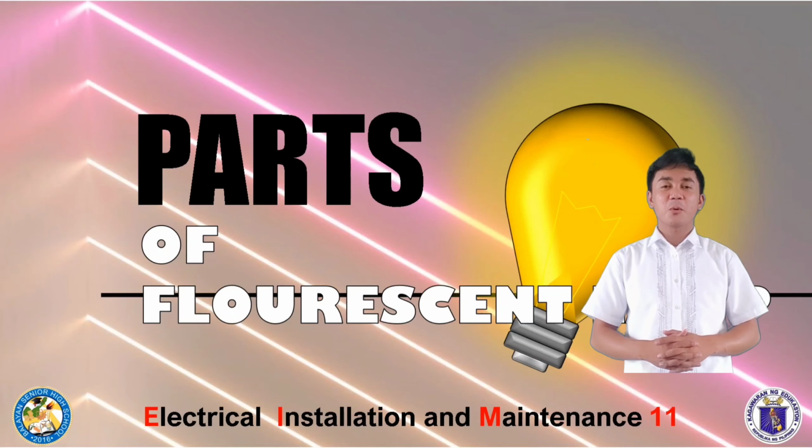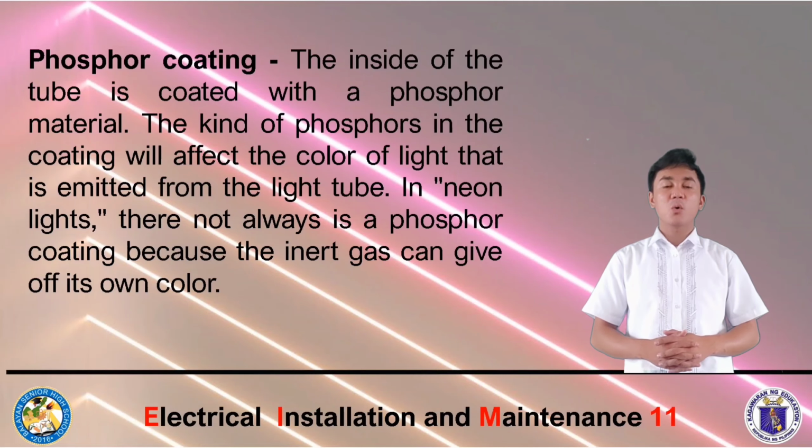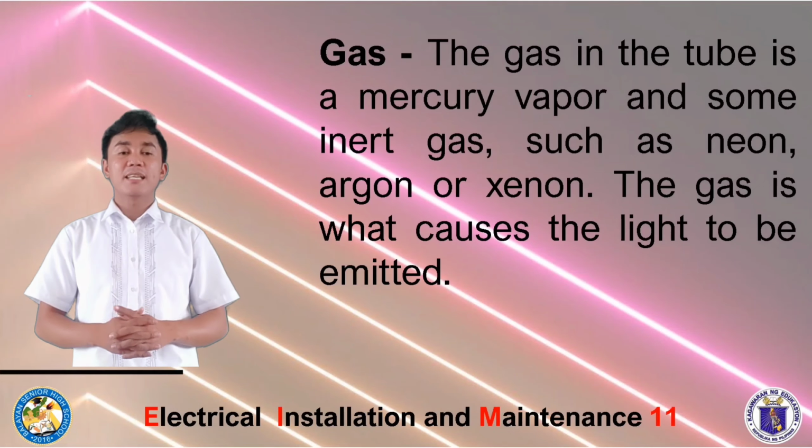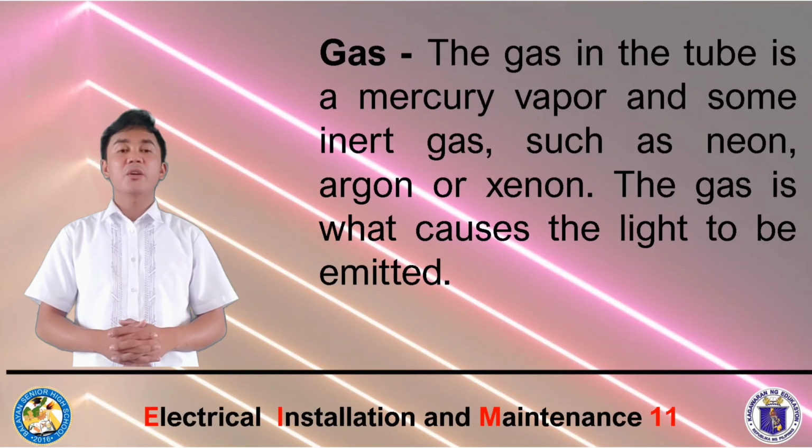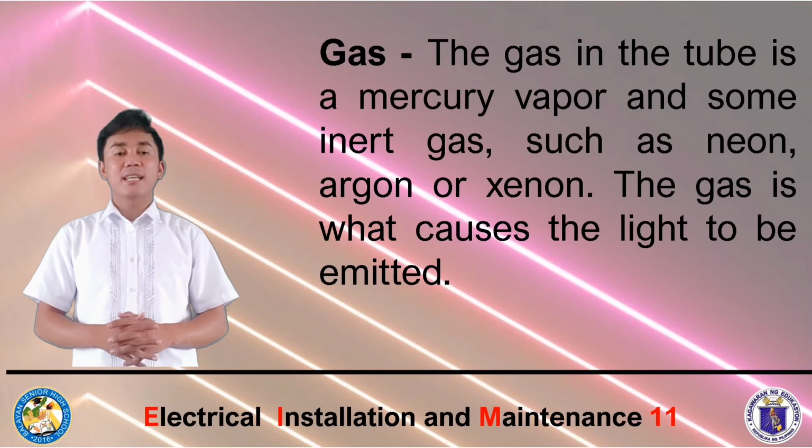The first one is phosphor coating. The inside of the tube is coated with a phosphor material. In scientific terms, it is a chemically engineered powder that comes from various materials, and it also absorbs ultraviolet radiation. One is gas. The gas in the tube is mercury vapor and some inert gas such as neon, argon, and xenon. The gas is what causes the light to be emitted. When the voltage is applied, the ionized gas atoms are excited and give off the excitation energy as photons.